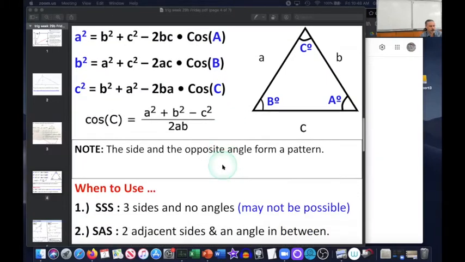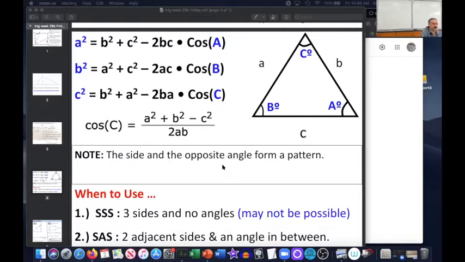Now, you only need to use this when you have three sides. And if you have three sides, the triangle may not be possible. We're going to look at something called the triangle inequality in a moment. The main problem is when you have the angle in between the two sides, because if you have the angle in between the two sides, or you have three sides, you cannot use the law of sines.